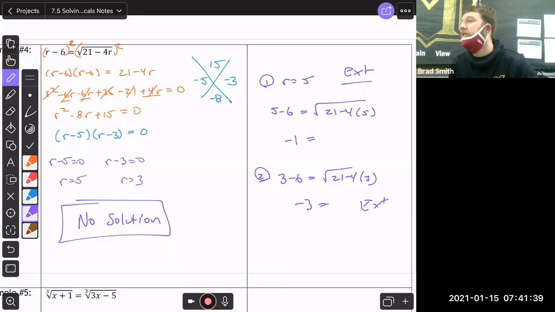So yes, you can have 0 extraneous solutions. You can have 1. You can have 2, as many as the index is, or the largest degree.